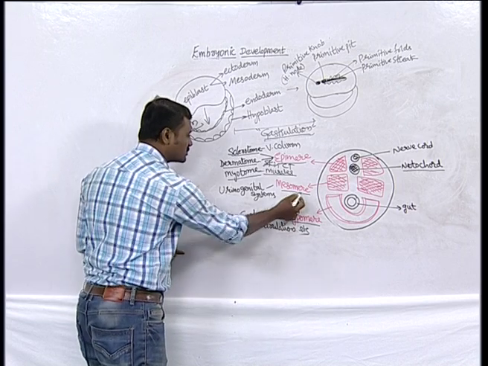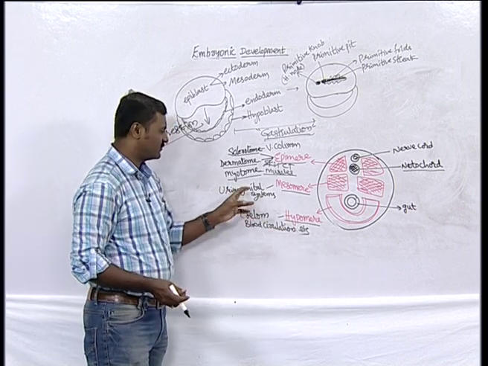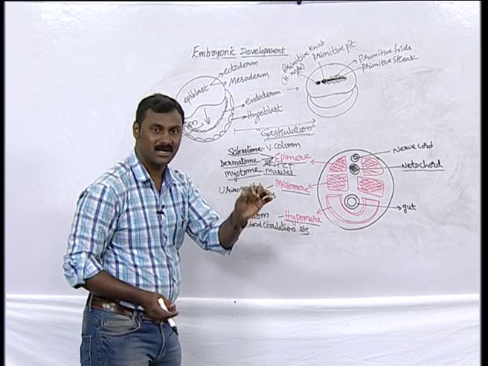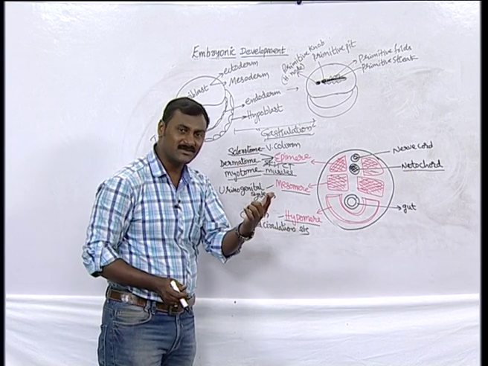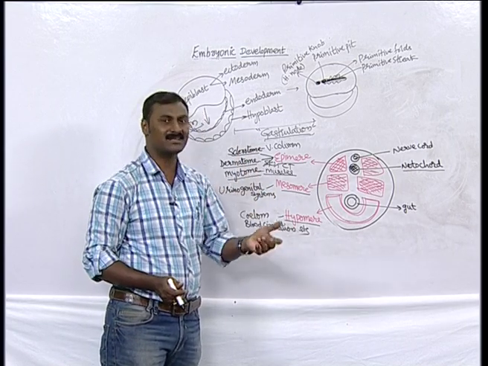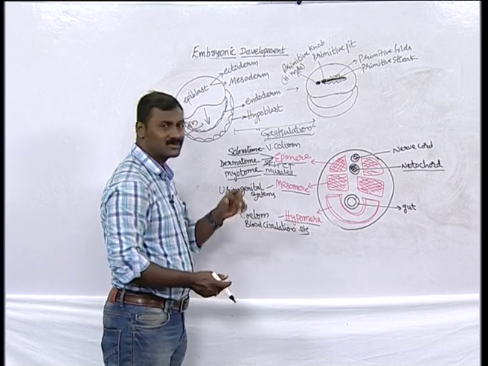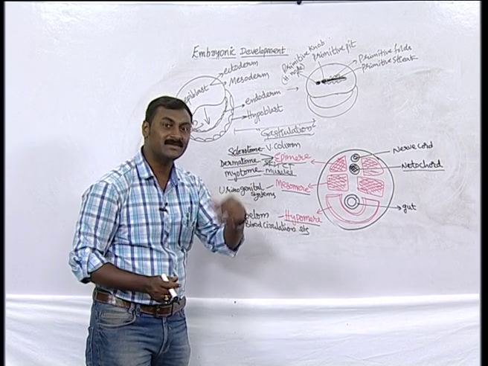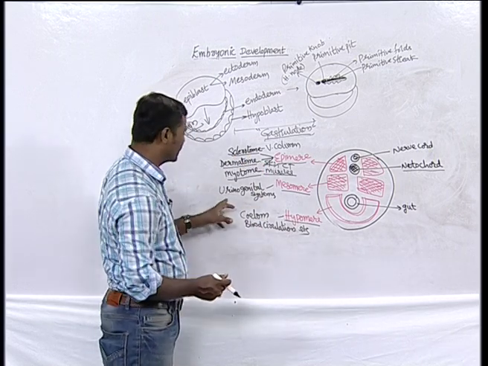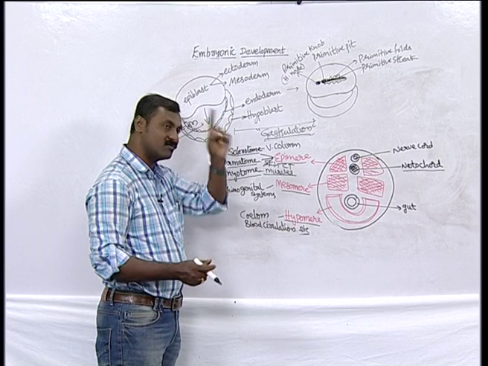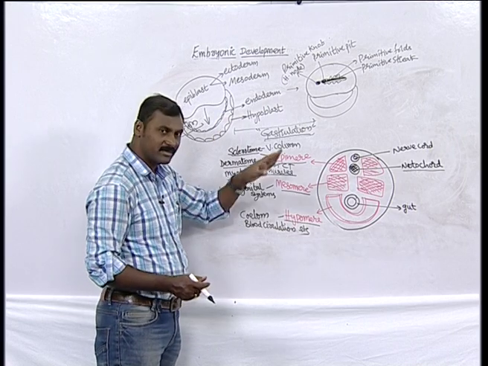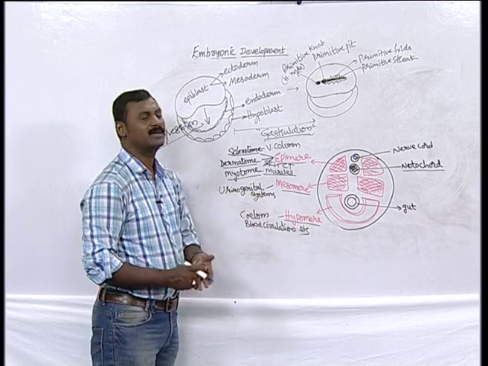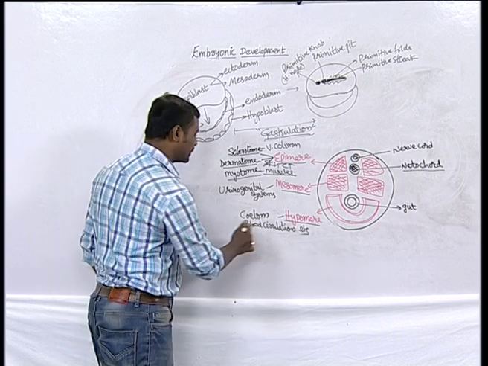The next is mesomere. Mesomere forms urinogenital system: urinary system and reproductive system together are called urinogenital system. That is why in the male reproductive system and female reproductive system it is associated with the excretory system. So, the urinogenital systems are derived from one type of tissue, that is from mesoderm, that somite called mesomere.